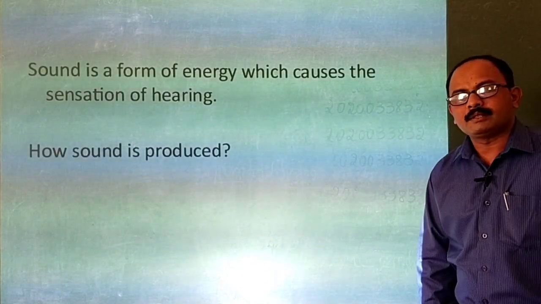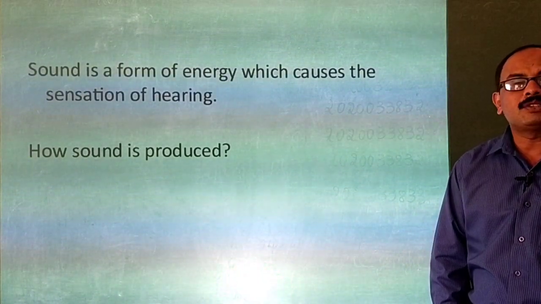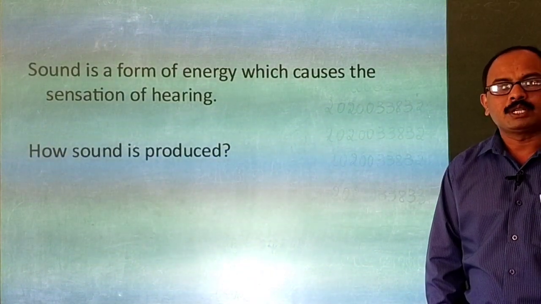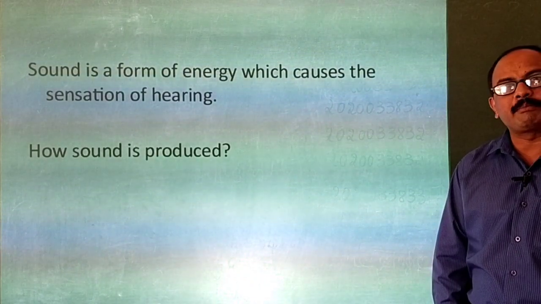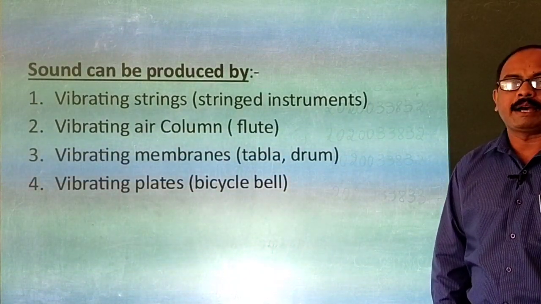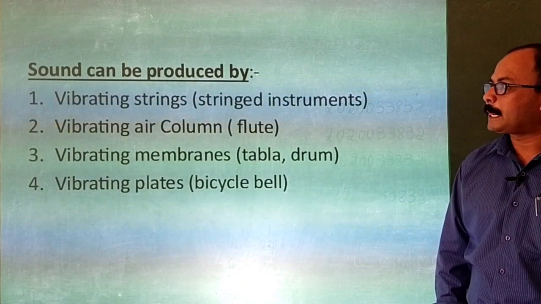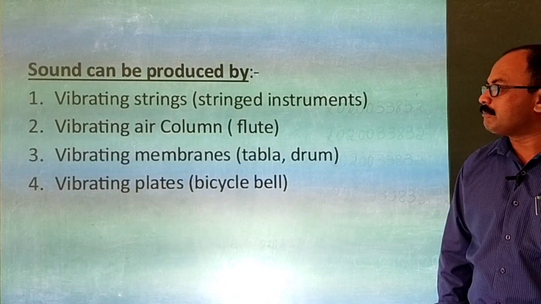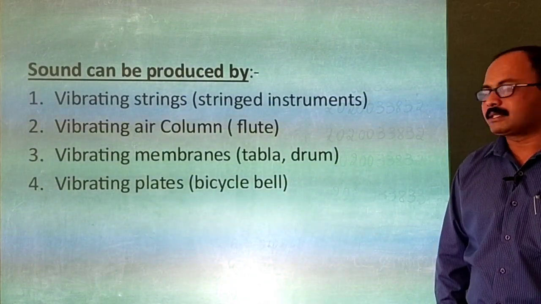Regarding sound, children, it's a form of energy which causes the sensation of hearing. How is sound produced? Sound is produced by vibrating objects. Sound can be produced by vibrating strings, as in stringed instruments, a vibrating air column, that is the flute, vibrating membranes like the tabla and drum, etc., and vibrating plates like the bicycle bell.